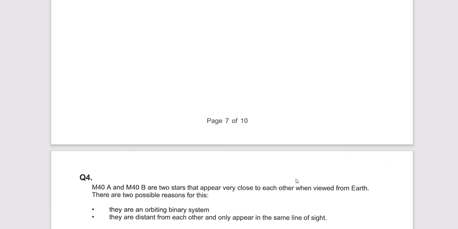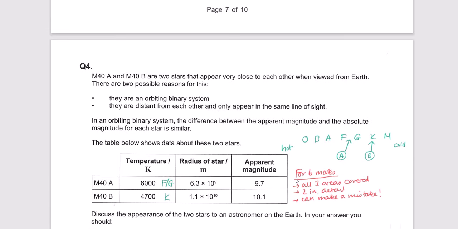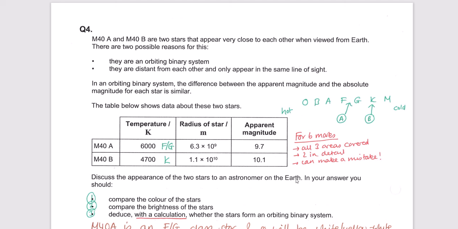Okay, two questions to go, and the next one is a big one. So, M40A and M40B are two stars that appear very close to each other when viewed from Earth. There are two possible reasons for this. One, they're in an orbiting binary system, or two, they're distant but they just appear to be in the same line of sight. In an orbiting binary system, the difference between the apparent magnitude and the absolute magnitude for each star is similar. The table below shows data about these stars.